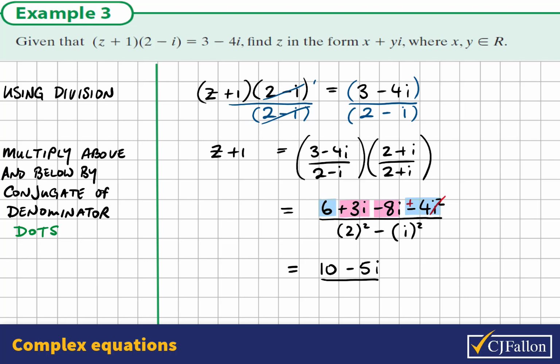Our denominator is 2 squared, which is 4, minus i squared, which is negative 1. So 4 minus negative 1 becomes 5. So when we divide 10 by 5, we get 2. And negative 5i divided by 5 is just negative i. We want to know what z is though, not what z + 1 is. So if I take 1 from both sides, we end up that z is equal to 1 - i, or 1 - 1i.